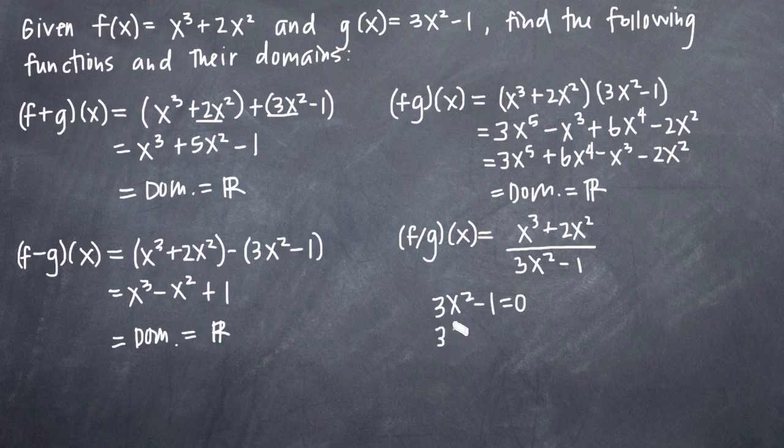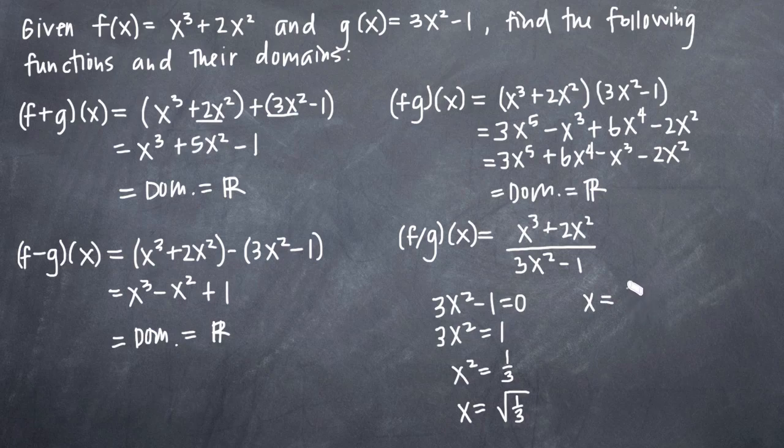So we'll add 1 to both sides to get 3x squared equals 1. Divide both sides by 3 to get x squared equals 1/3. And then we want to take the square root of both sides to solve for x. So we'll get x equals the square root of 1/3. And remember that when we're taking the square root of a fraction like this, of a quotient, we can take the square root of the numerator and the denominator separately. So we'll get x equals the square root of 1 over the square root of 3.